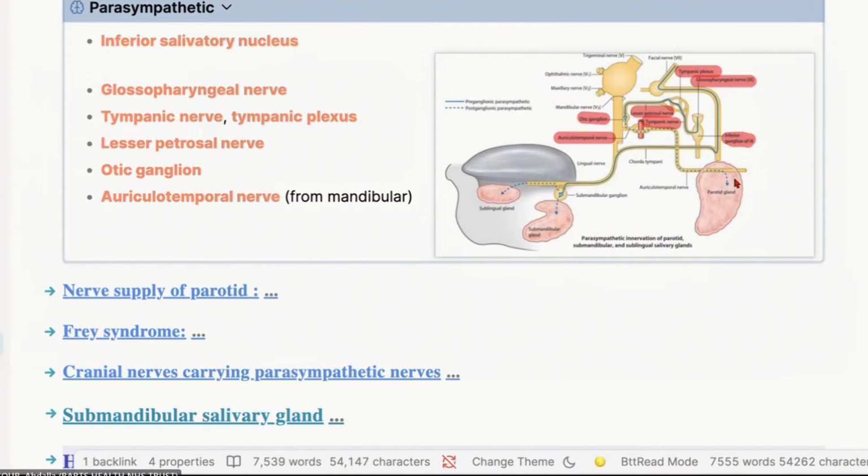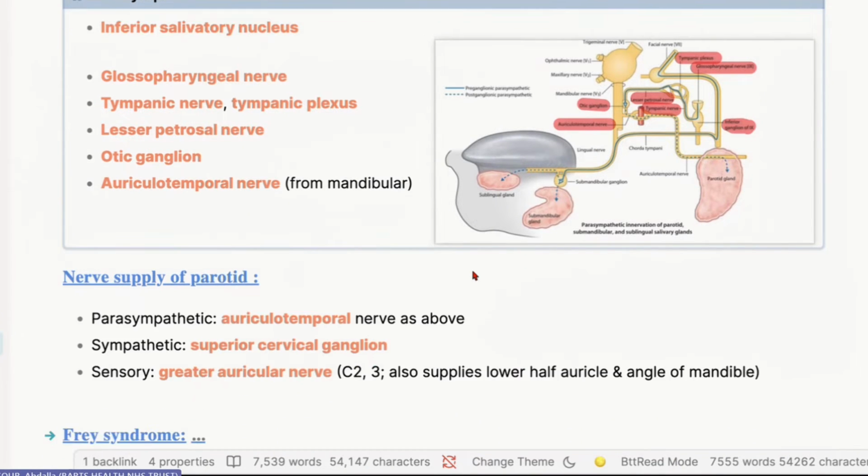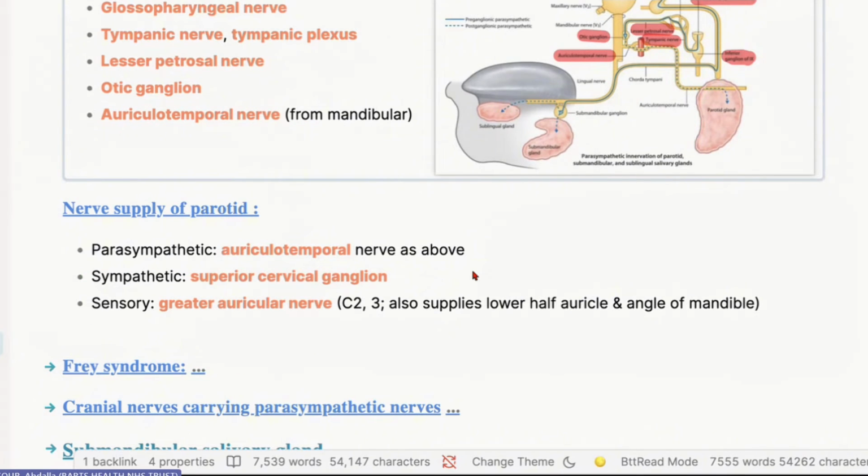The nerve supply of the parotid gland would be the cervical plexus, no? It's multiple things. So you need to mention, when you ask the nerve supply, you need to mention sympathetic and sensory. The sensory is your great auricular nerve because it's just above it. The sympathetic is your superior cervical ganglion, and the parasympathetic is your auriculotemporal nerve.